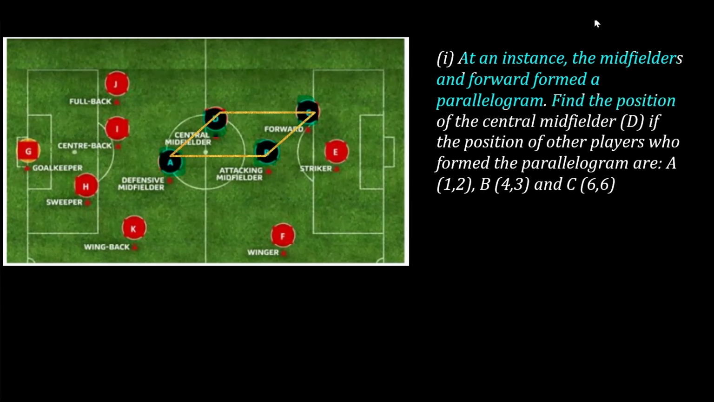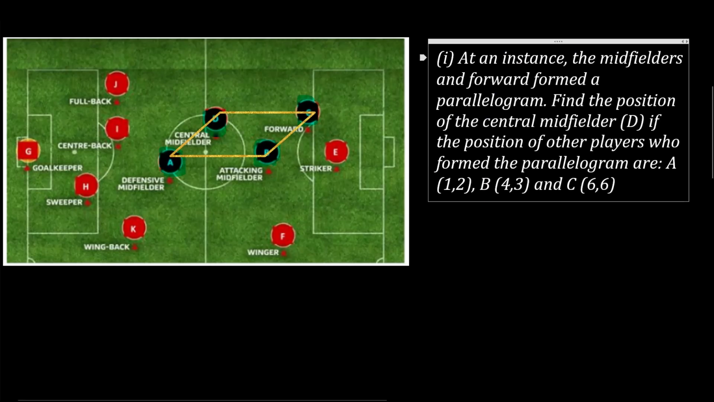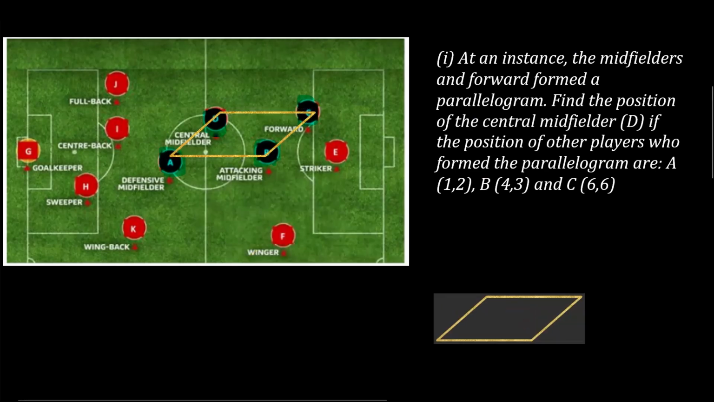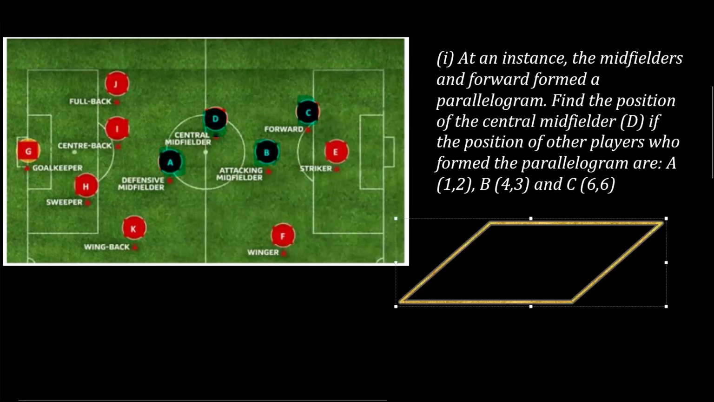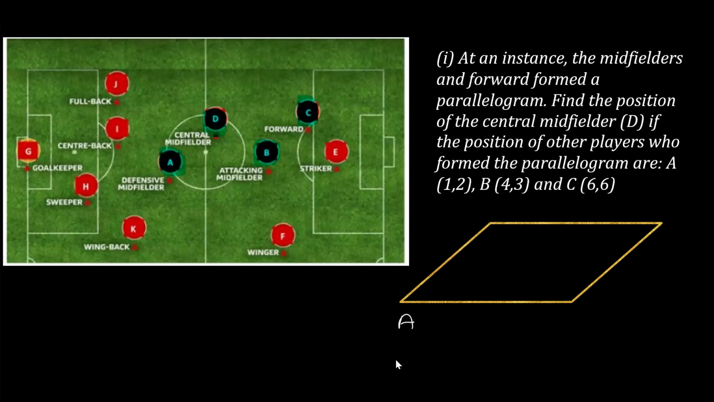What we have to find out is the position of the central fielder D if the positions of the other players are as given, like the positions of A, B, C. So we know the position of fielders A, B, and C, and we have to get the position of fielder D. Let me bring it down so that I can magnify and apply the property. Now, if I write down the coordinates, this is A, B, C, and the coordinate of D is what we have to determine. We don't know it.